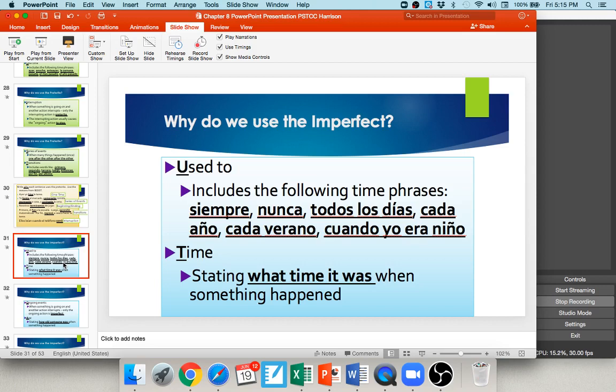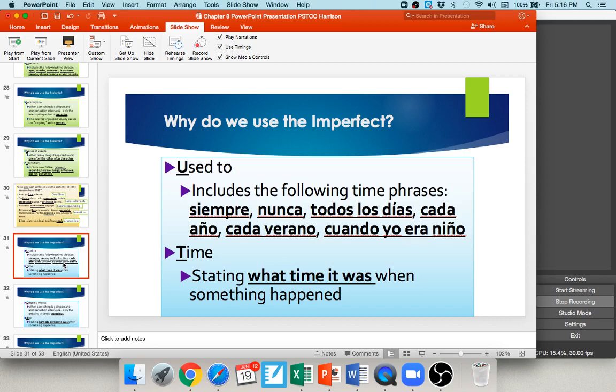Remember, we commonly translate the imperfect: when I was a kid, I used to blah, blah, blah. Typically, you see the following trigger words associated with the imperfect. Siempre, always, nunca, never, todos los días, every day, cada año, every year, cada verano, every summer, and cuando yo era niño, when I was a little boy.